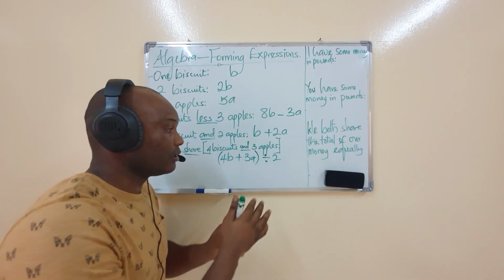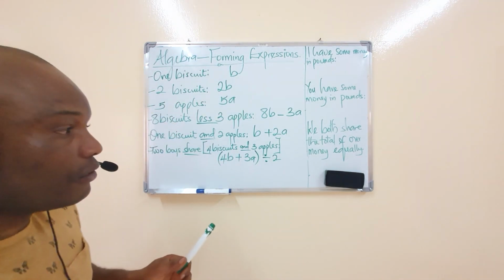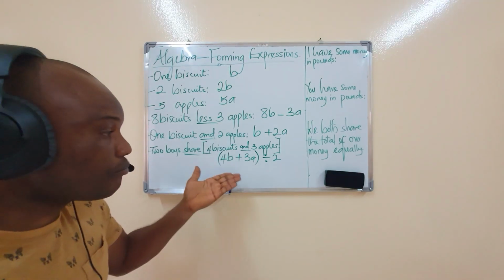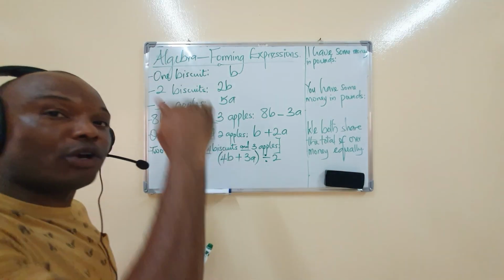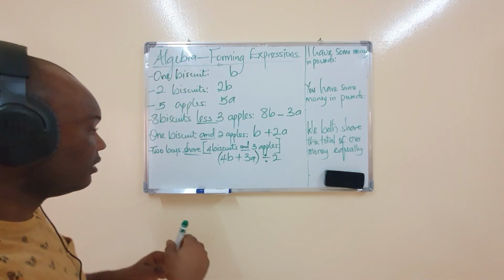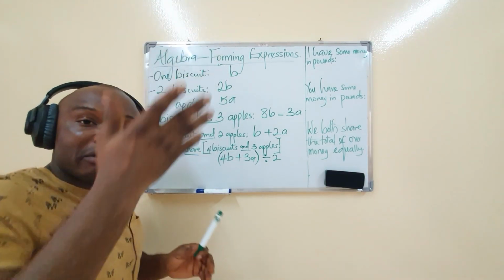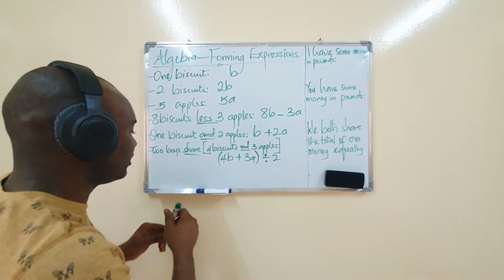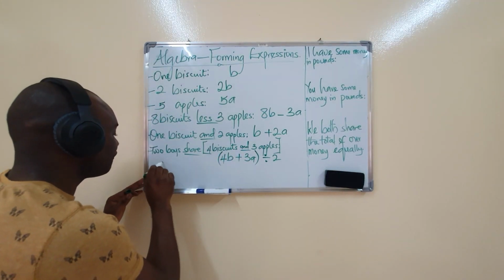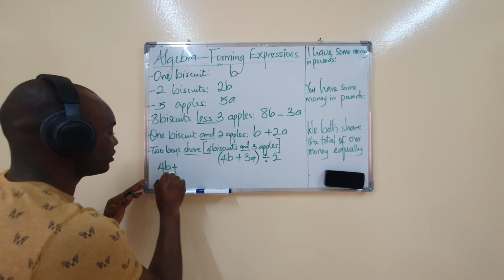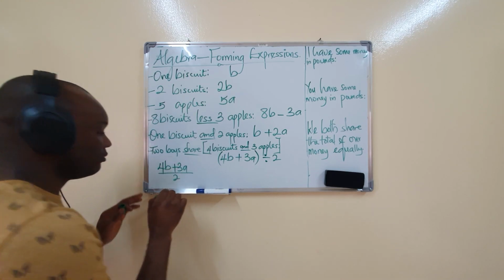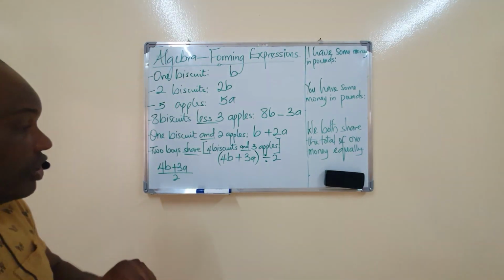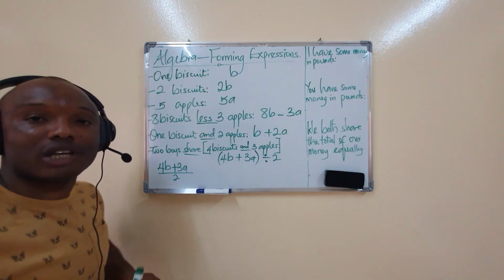Did you get that point? To make matters easier for you, a better way to express this is in a fractional form. You remember your numerator and your denominator? It also indicates dividing the numerator by the denominator. So in this case, you can write this as 4 biscuits plus 3 apples divided by 2. This makes your work easy without using the bracket signs that you use here.